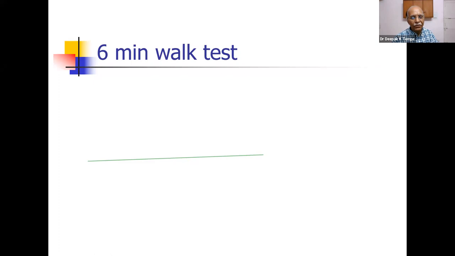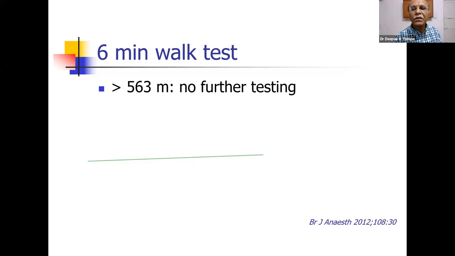And here this test has been validated. This publication in the British Journal in 2012 has given a cutoff limit of 563 meters. Now, this is a very accurate or very stringent cutoff limit. So you actually measure the meters. It's not a round figure. It is not 500 or 560 or 550. It is 563 meters. And if you can walk for a distance of 563 meters, no further testing is required.